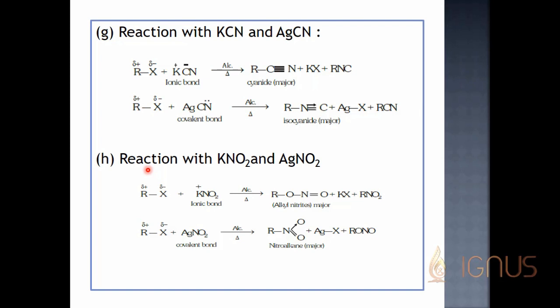And reaction with KNO2 and AgNO2. If you are treating alkyl halide with KNO2, then you will be getting alkyl nitrite, R-ONO. Oxygen is attached to the alkyl group. Alkyl nitrite as the major. If you are treating alkyl halide with AgNO2, then you will be getting nitroalkane. Here nitrogen is attached to the alkyl group. Hence nitroalkane as the major product. In nitroalkane, nitrogen is attached to the alkyl chain; in alkyl nitrite, oxygen is attached to the alkyl chain. Remember, these four reactions are very, very important.